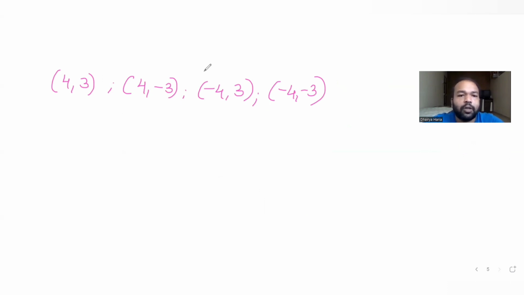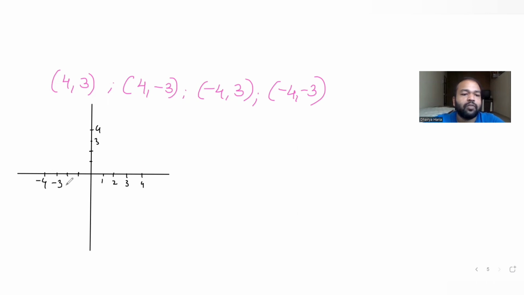Now let's try to plot this rectangle here. So this is your y-axis. This is your x-axis. Now, if I write this, 1, 2, 3, 4, so you have here minus 4, minus 3, minus 2, minus 1, and again minus 3. Now we already have the coordinates with us.